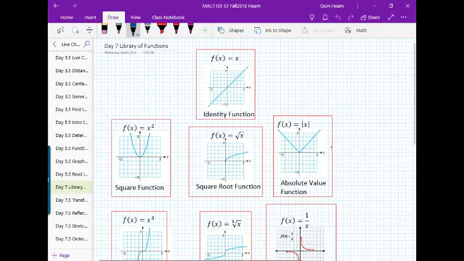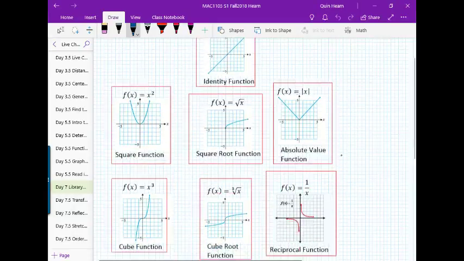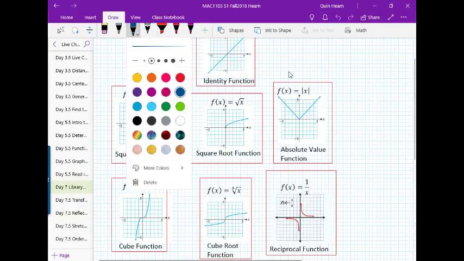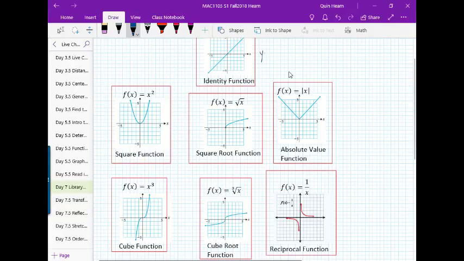And the way that I would like you to go about it is to memorize these graphs and their key points. So we have the identity function, which is just the line y equals x. We won't be working with that one very much, but you need to know the name of it.